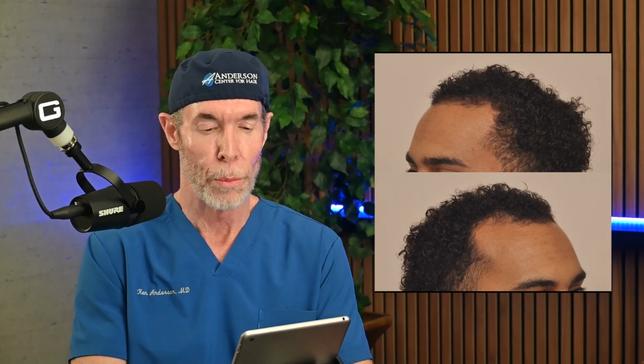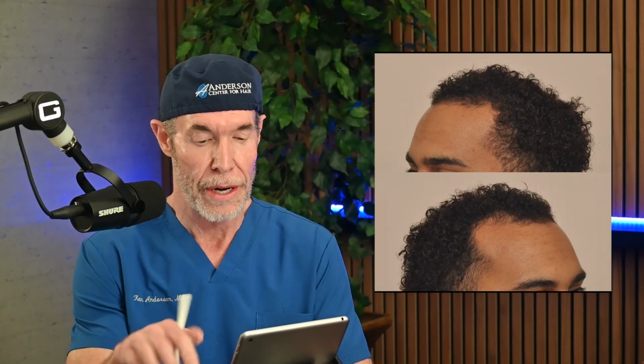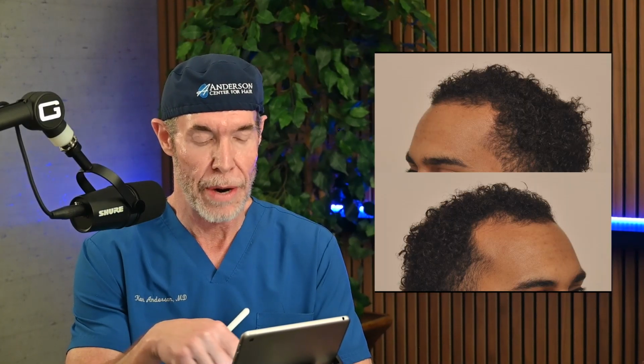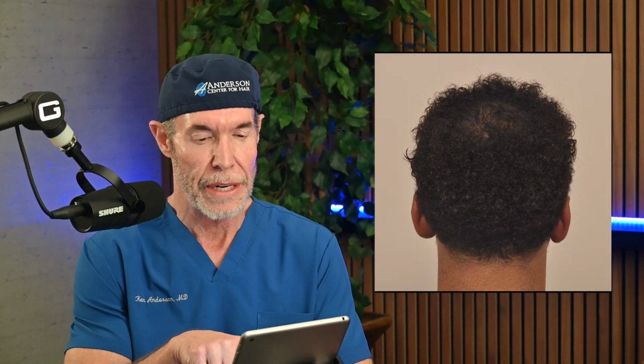And here's a couple oblique views. On the top is his left. You can see he's got some loss there, but much more so on the right. Similar view here, and here's what he has going on in the back. Let's have a look in through here. Okay, so let's start with the first photograph.